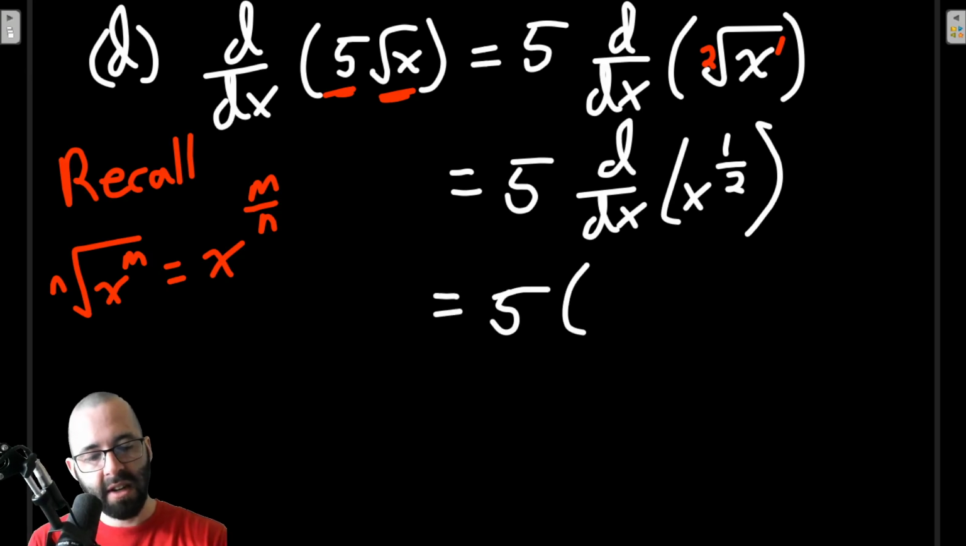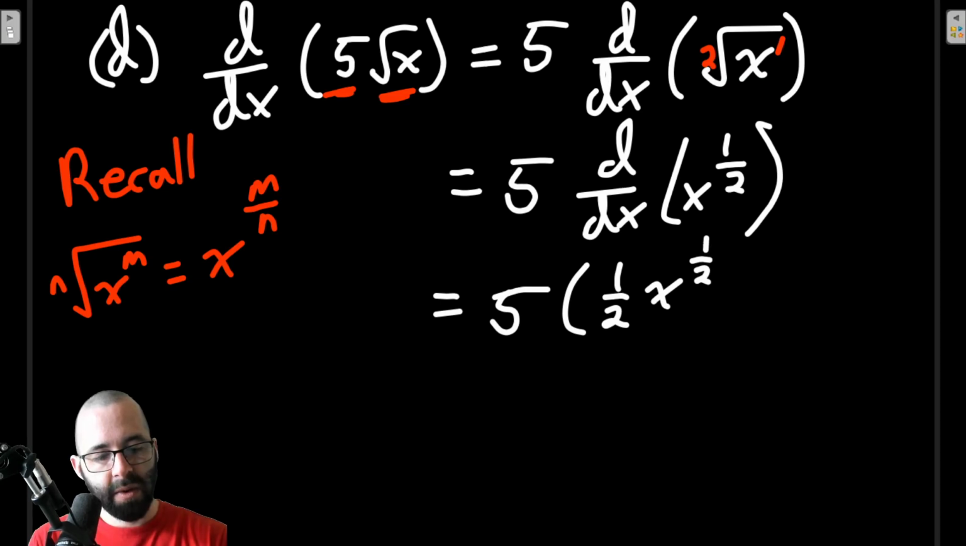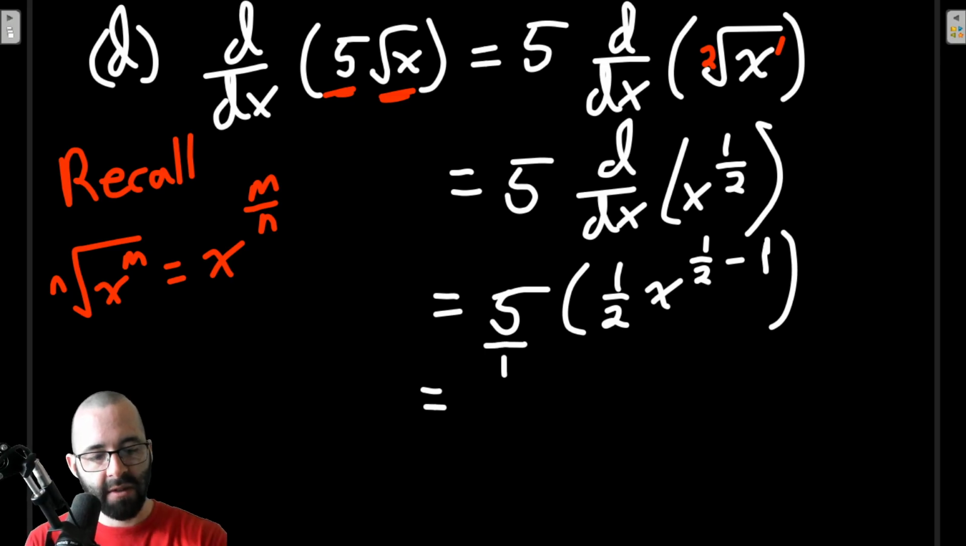So this is 5 times, bring down that exponent, subtract 1 from the exponent. 5 times 1/2. Remember, this is like 5 over 1. 5 times 1/2 is just 5 halves. We get 5 halves times x to the negative 1/2.